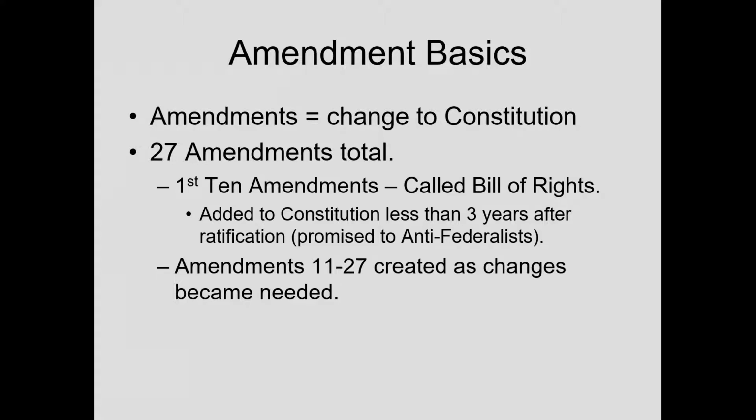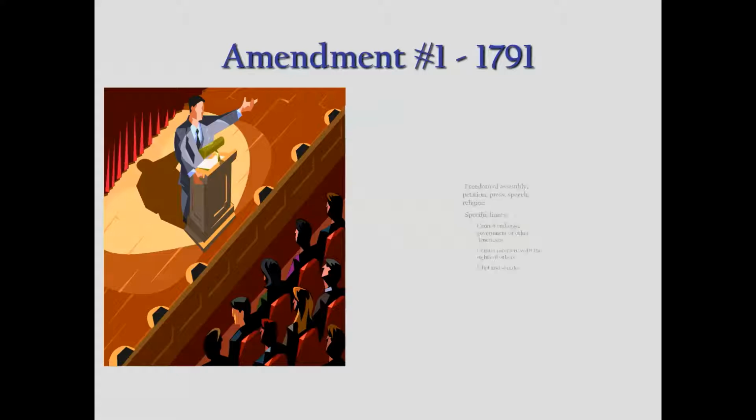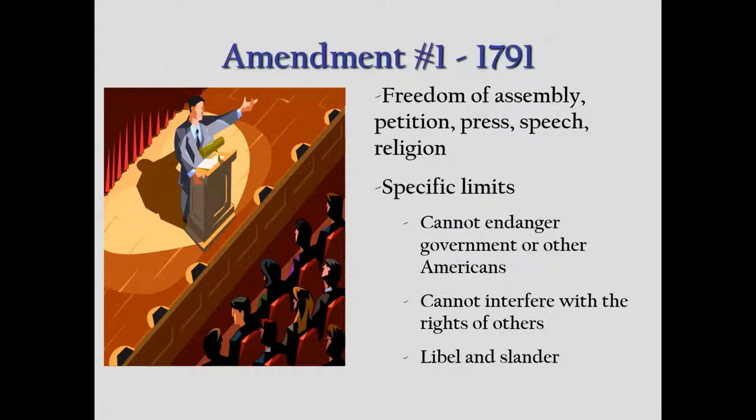So amendment number 1 was passed in 1791, and it allocates the freedom of assembly, petition, press, speech, and religion. These are the ideas laid out in the First Amendment of the Constitution. You oftentimes hear people cite their First Amendment rights. There are, however, specific limits to these freedoms. They cannot endanger the government or other Americans. And we talked about that.